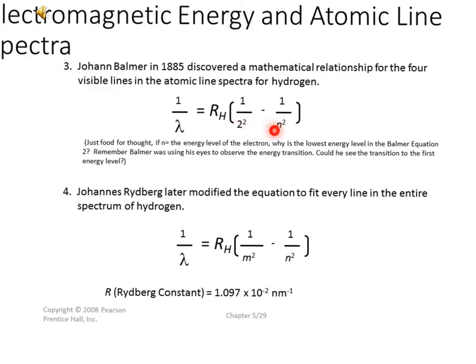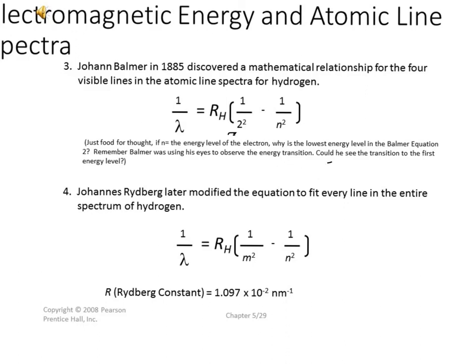What's interesting, however, is that in Balmer's equation, this bottom or low energy state is described with the integer 2. However, that's what the results showed of all of his experiments. Why was this? Well, Balmer was only using his naked eye to observe wavelengths. It turns out that there was an energy state lower than a 2, that there was a first energy state.